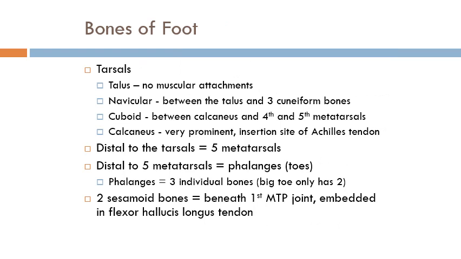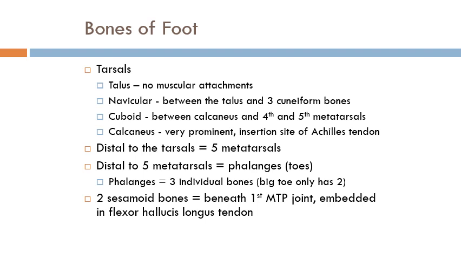Some things to note. Sometimes these little facts can help with understanding the overall general anatomy. A couple things about some of the tarsal bones. The talus has no muscular attachments, so the talus is a bone that no muscles actually attach to. The navicular is between the talus and three cuneiform bones. The cuboid is between the calcaneus and the fourth and fifth, and the calcaneus is obviously the very prominent insertion site of the Achilles tendon.